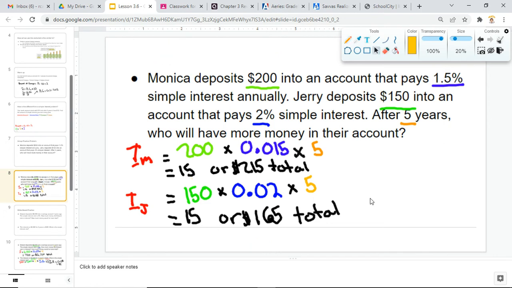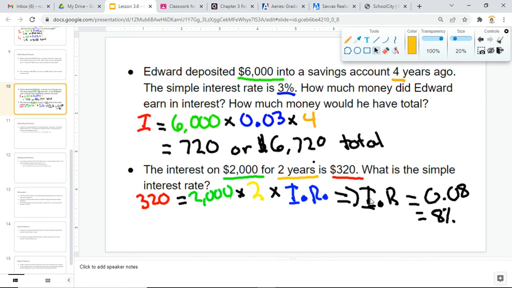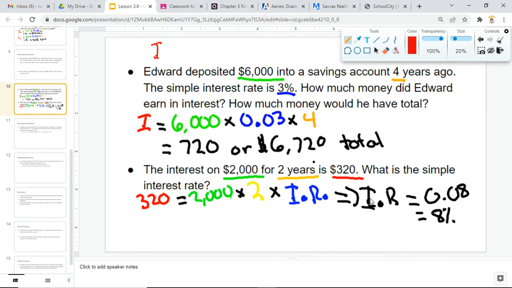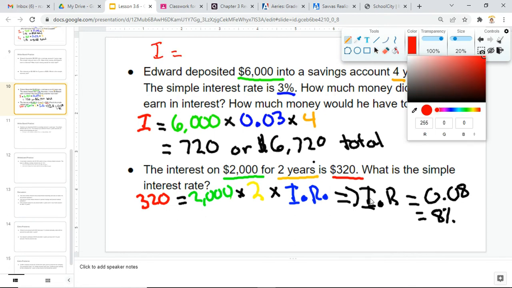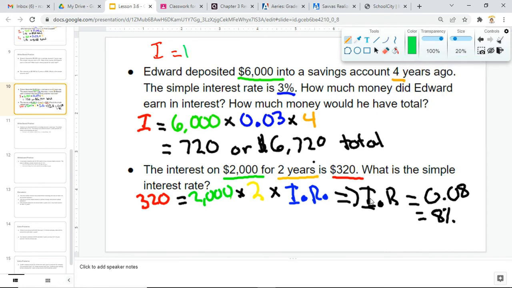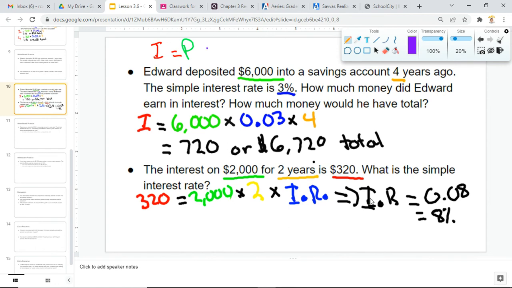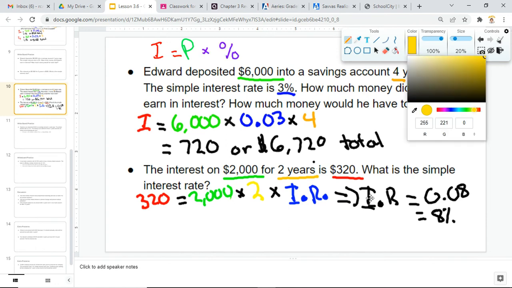All righty, we'll do a couple more questions here. Edward deposited $6,000 into a savings account 4 years ago. The simple interest rate is 3%. How much money did Edward earn in interest? So again, we're using our formula here. Interest is equal to the principal times the rate, or the percent, times our amount of years.